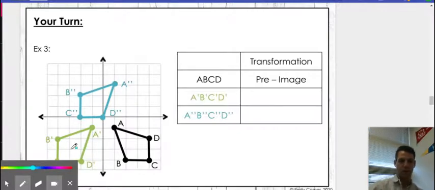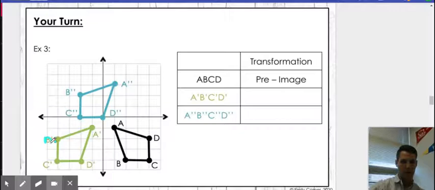there's a little bit of a typo in the PowerPoint. This point right here is supposed to be point D, and then this point would be point B instead. So we'll just keep that in mind as we're working here.